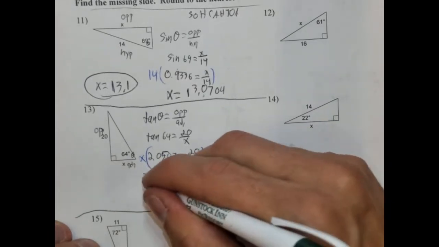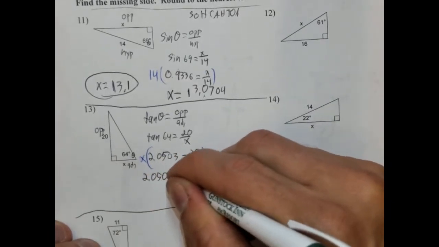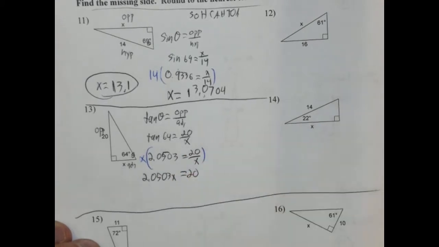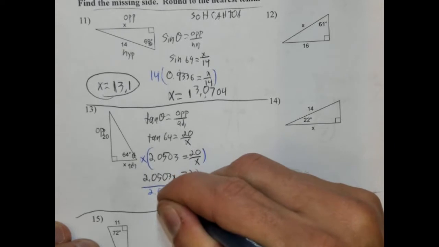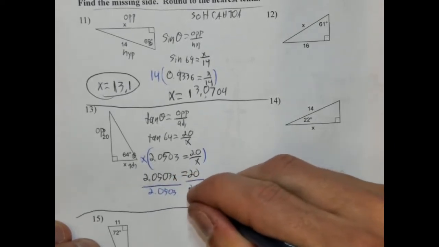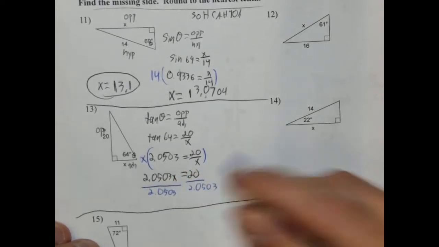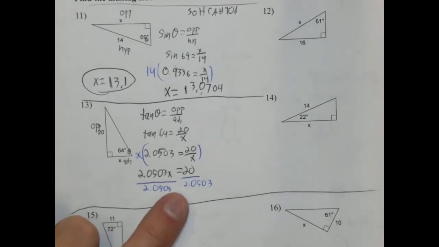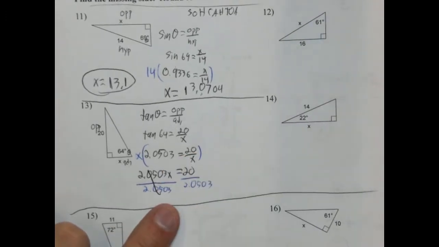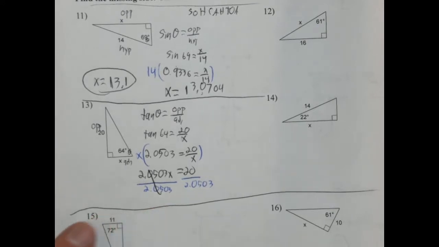And we're going to have 2.0503x equals 20. And then we're going to divide both sides by that weird coefficient we have, 2.0503. It's going to be a little under 10, I believe. I'm going to do this off screen on the calculator because, again, I don't really feel like doing that by hand. So you'll have to forgive me.